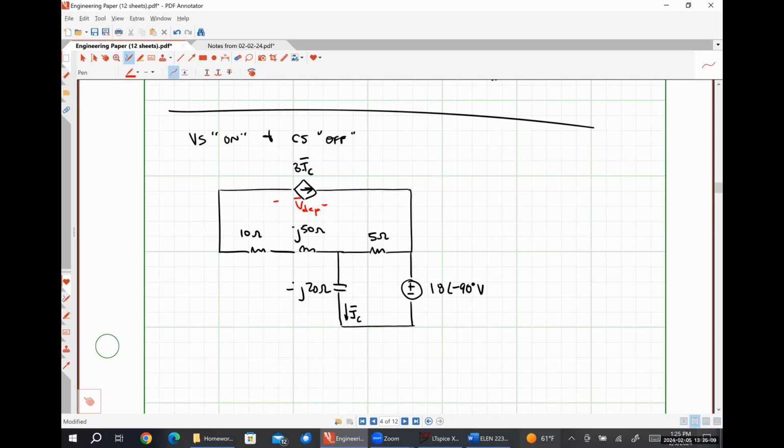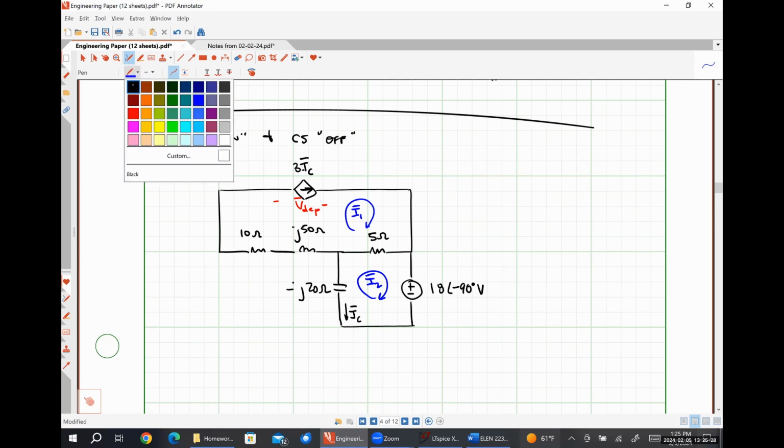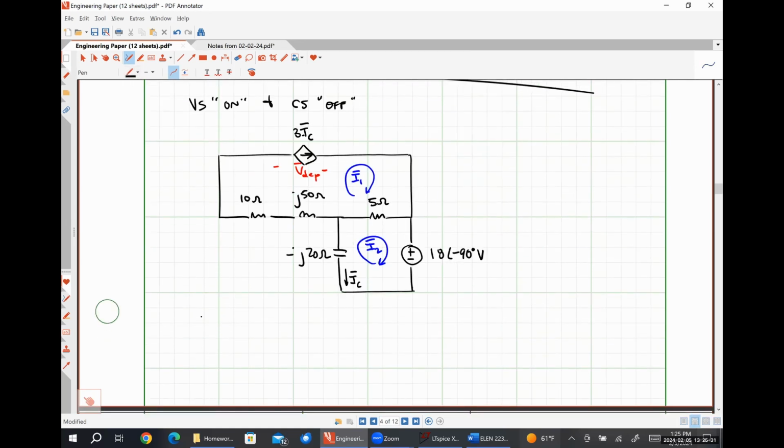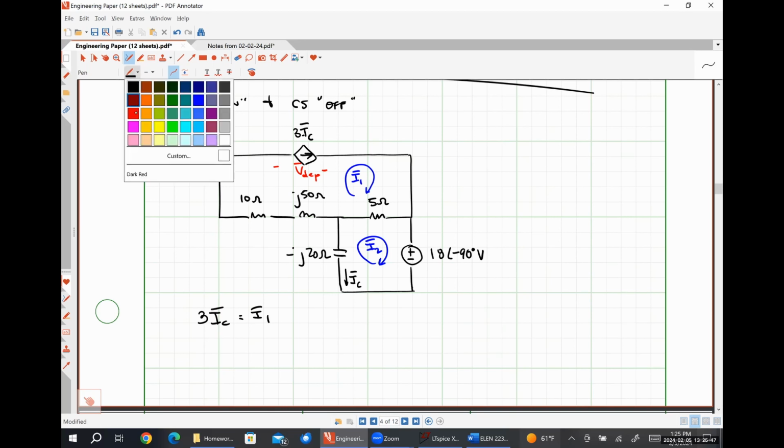I'm going to be lazy. Let's call this phasor current I1, and this phasor current I2. So we can see from the jump here that 3 IC is equal to I1. Now I don't have to do KVL around the top loop, or I'm going to have to in a moment because of figuring out what VDEP is. Also, I forgot to put a plus sign there.